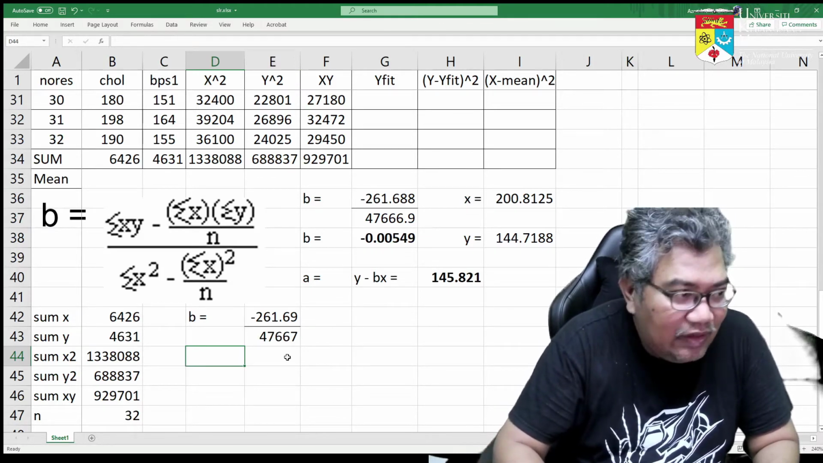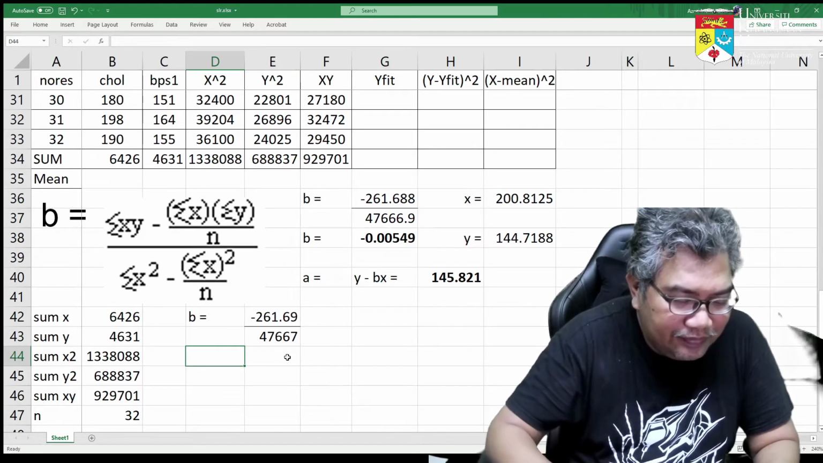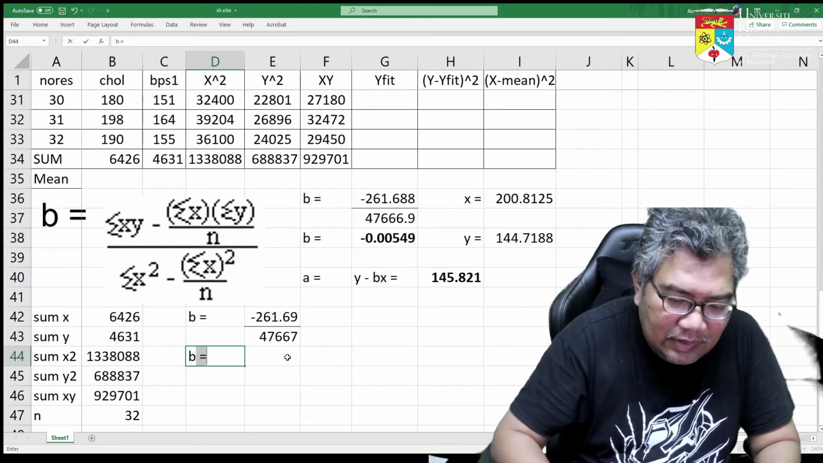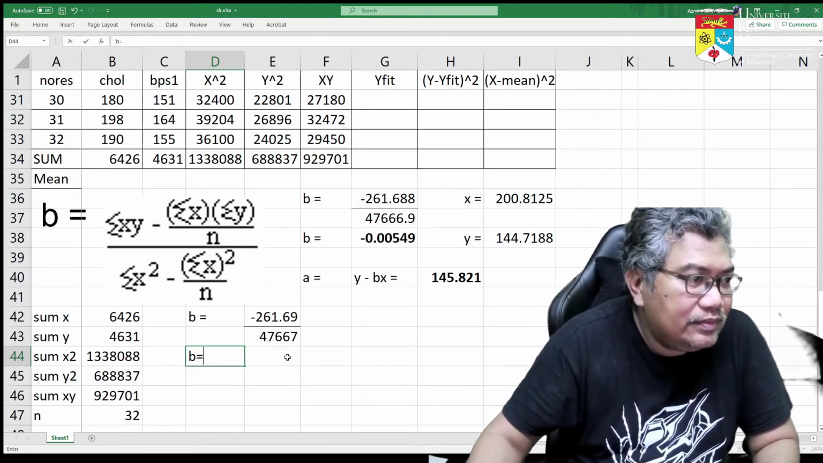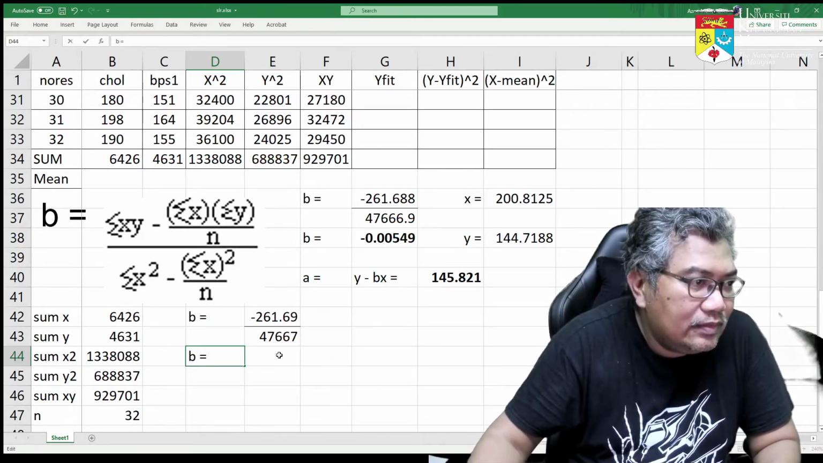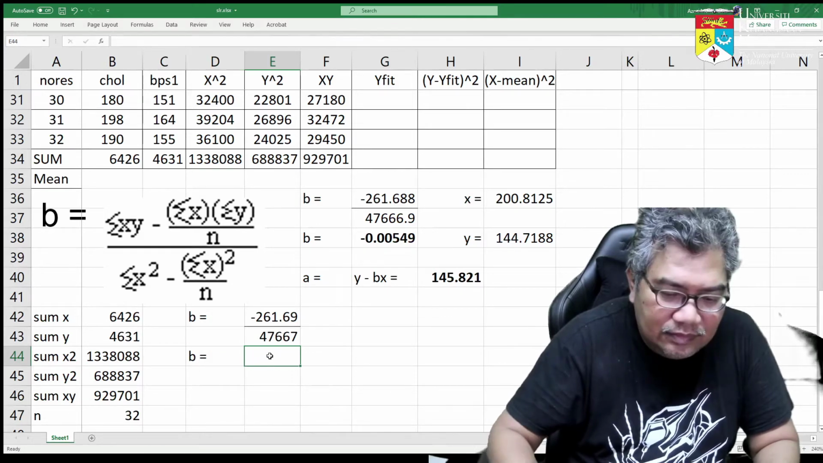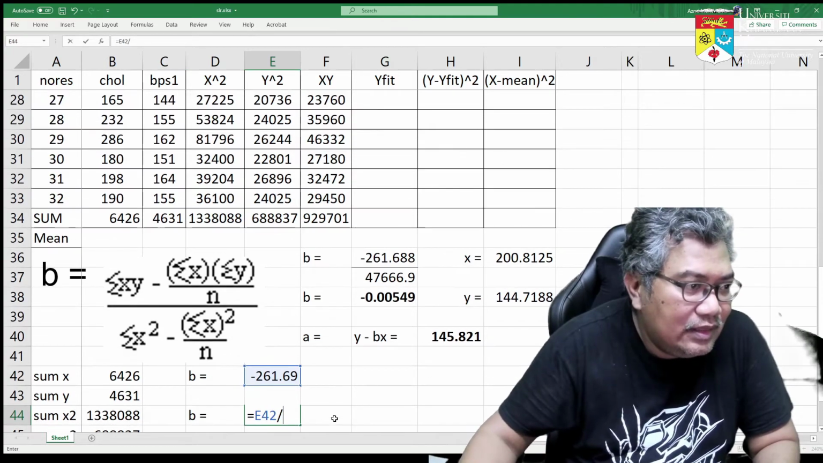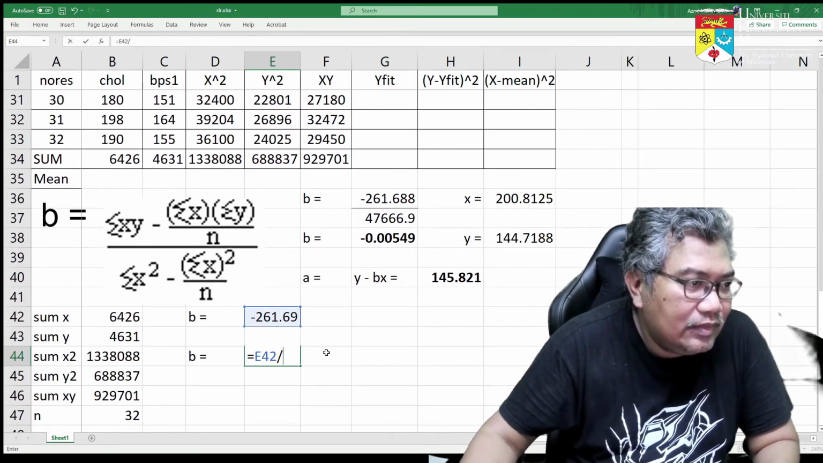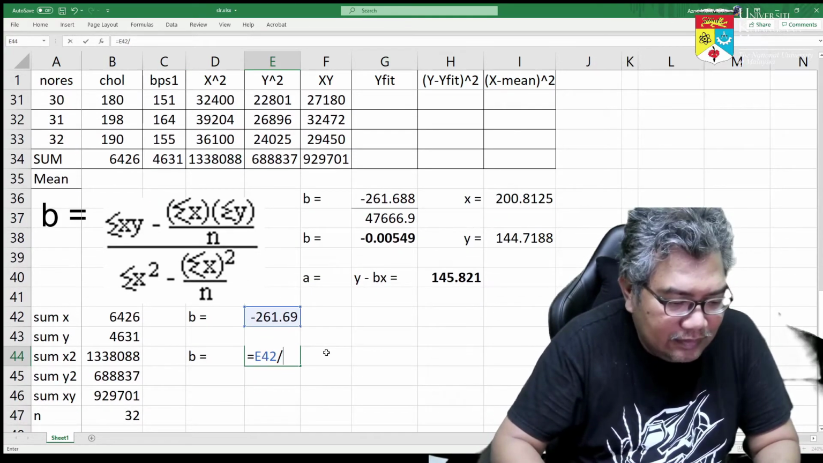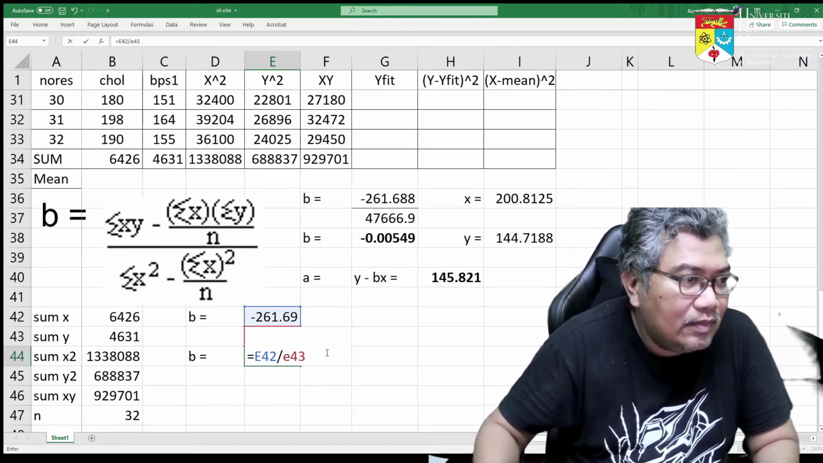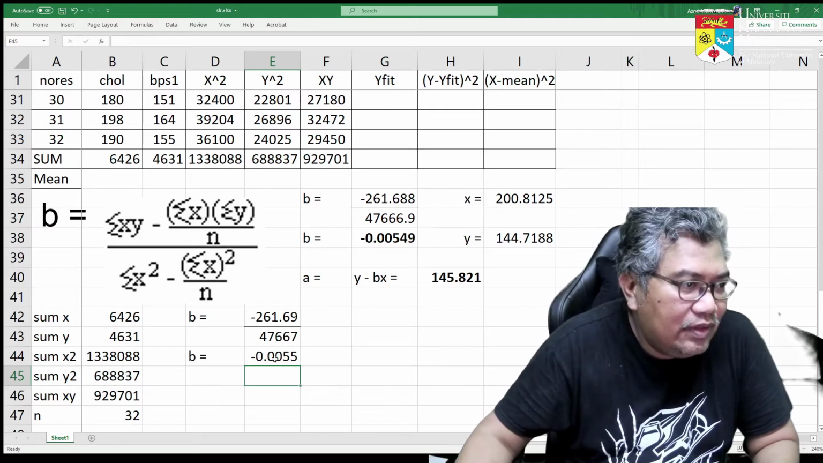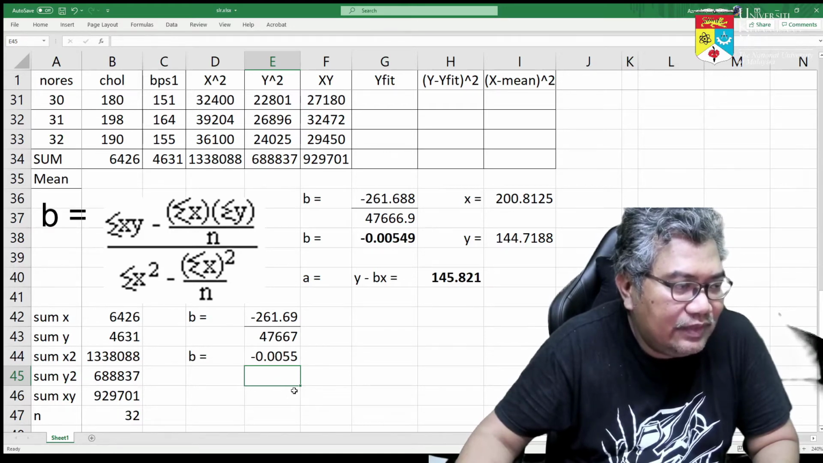So let's get the final value of the regression coefficient. The final value of the regression coefficient is b equals this value divided by E43. And so that is our value of the regression coefficient.